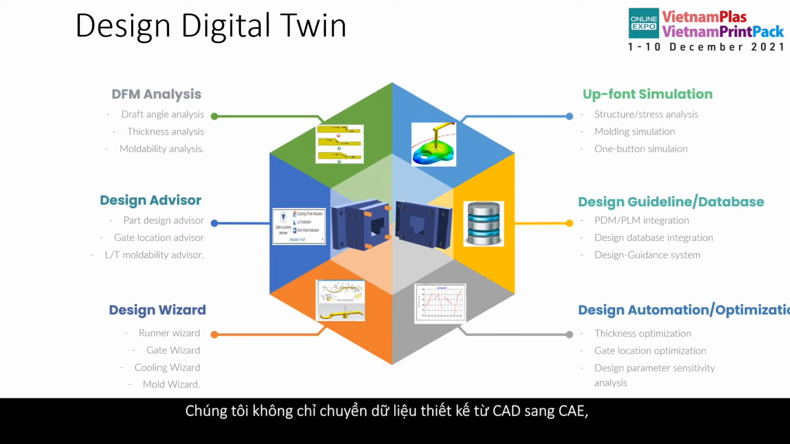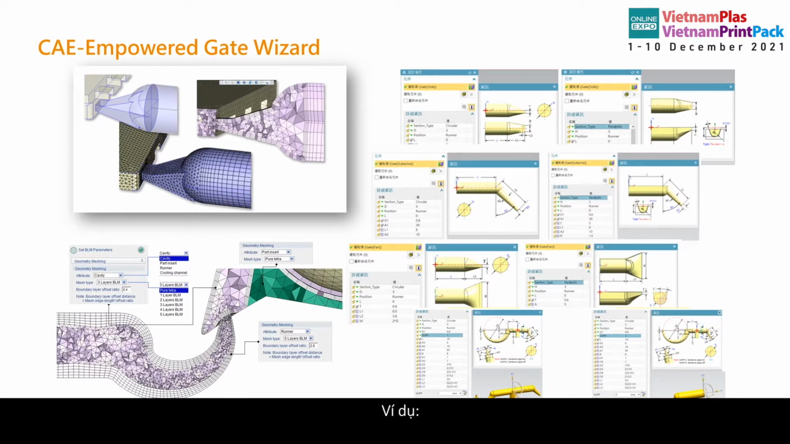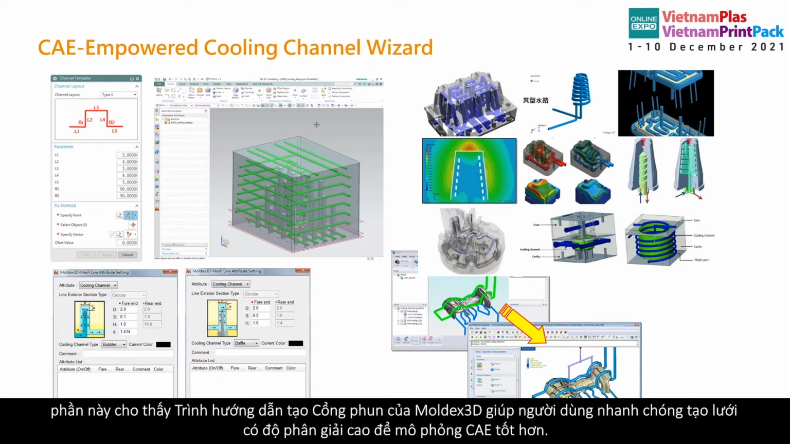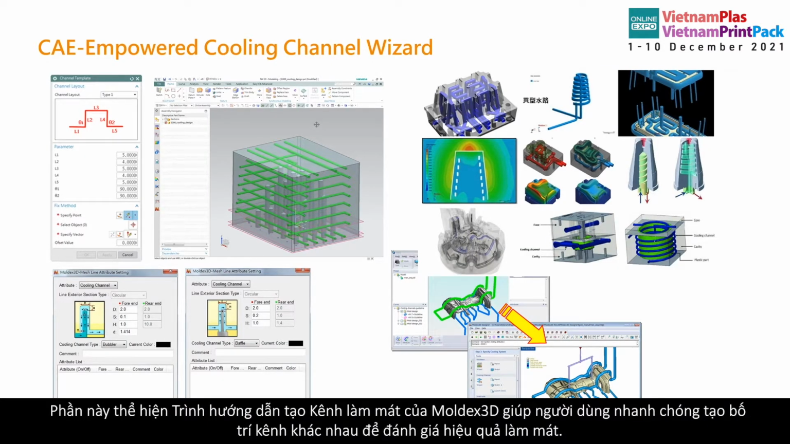We not only transfer the design data from CAD to CAE, but also optimize the design solutions by leveraging upfront CAE simulation. For example, this slide shows the mesh wizard of Model 3D, which helps users to quickly generate high-resolution mesh for better CAE simulation. This slide shows the cooling channel wizard of Model 3D, which helps users to quickly generate various channel layouts for evaluating cooling efficiency.